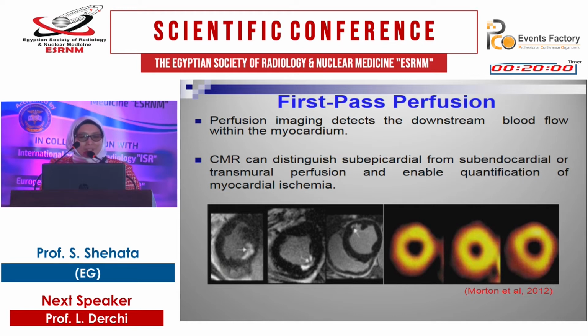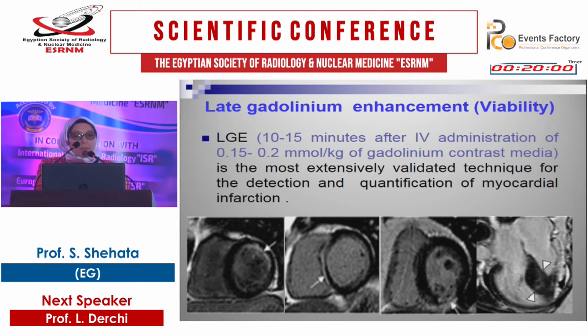First pass perfusion. As perfusion imaging detects downstream blood flow within the myocardium, cardiac MRI can distinguish subendocardial from subepicardial from transmural perfusion even better than SPECT. Late gadolinium enhancement after 10 to 15 minutes with intravenous gadolinium is the most extensively validated technique for the detection and quantification of myocardial infarction.